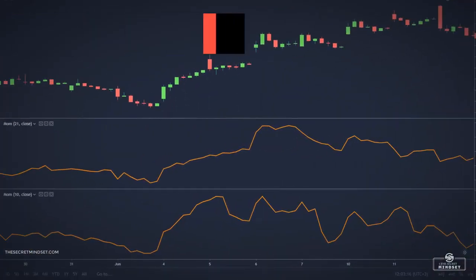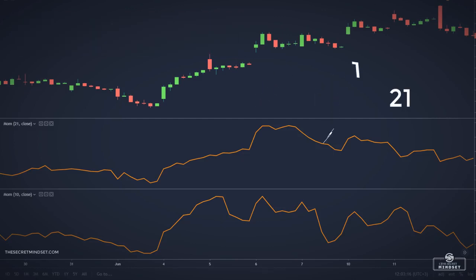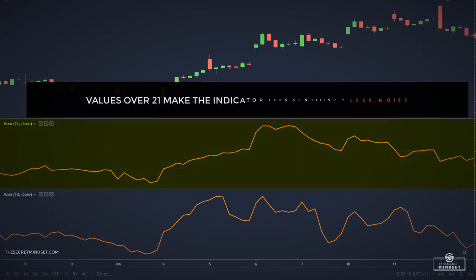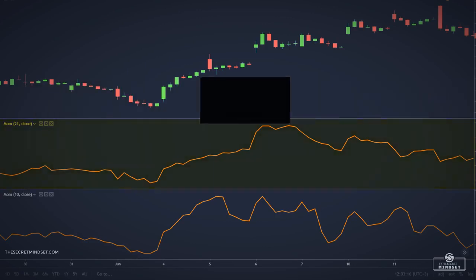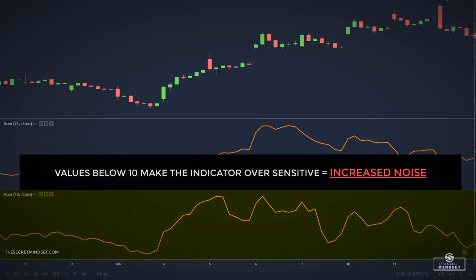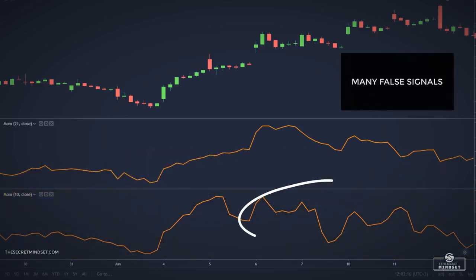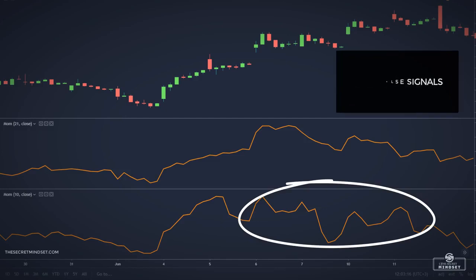The most used settings for the momentum indicator are 7, 14 and 21. Momentum settings with values over 21 make the indicator less sensitive. This will result in fewer but better quality signals and a smoother line of the indicator. Momentum settings with values below 10 make the indicator oversensitive. This will result in more market noise. Lower settings on the momentum indicator should be carefully traded, as they can lead to many false signals.